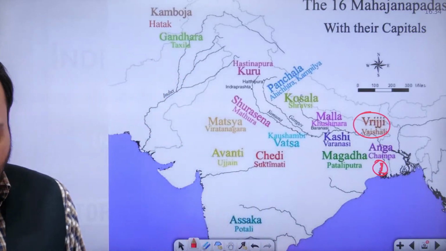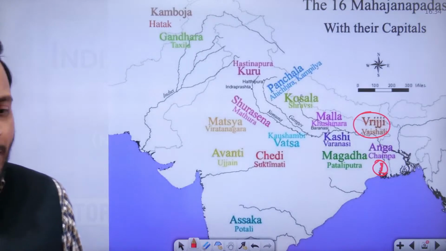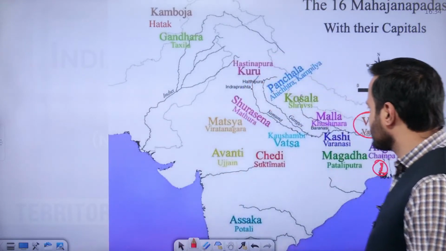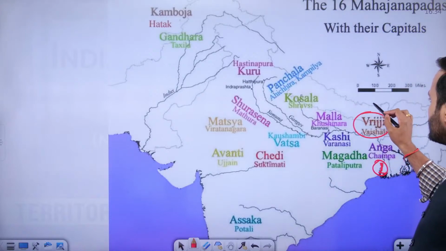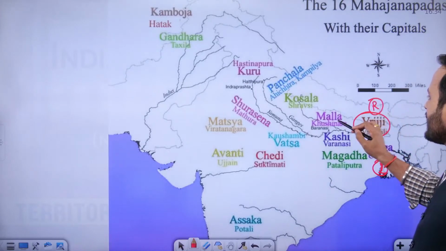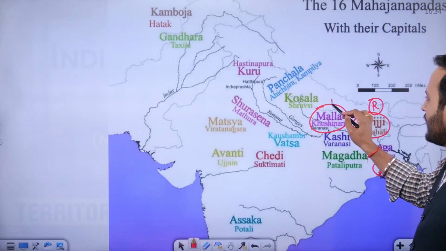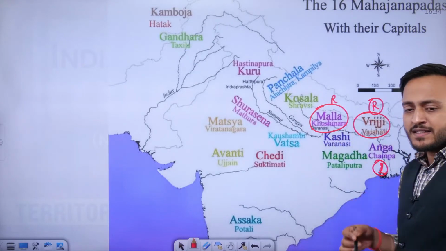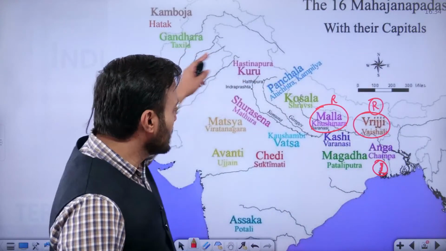Now when we talk about Vriji, it was one of the most special Mahajanapadas. And why so? Why was it so special? Because it was among the selected few republics of its time period. One of the oldest republics in the world. Remember that only the Vriji and Malla, these two Mahajanapadas, they were the republics. All others were the monarchical form of the Mahajanapadas.